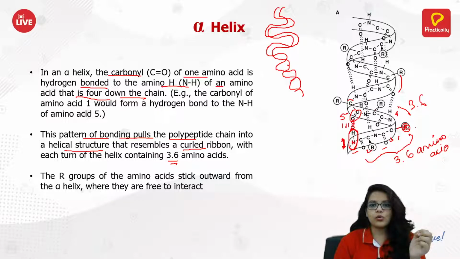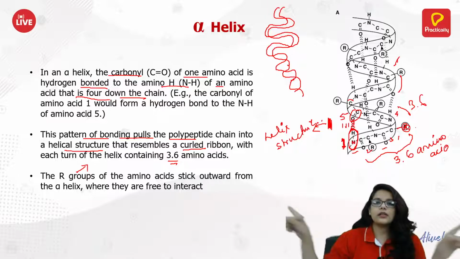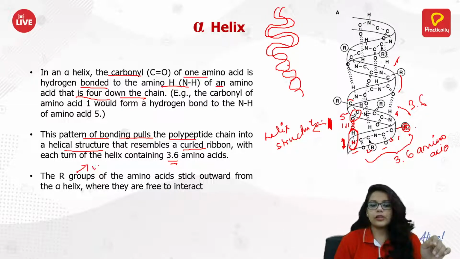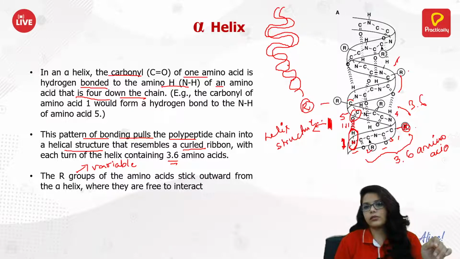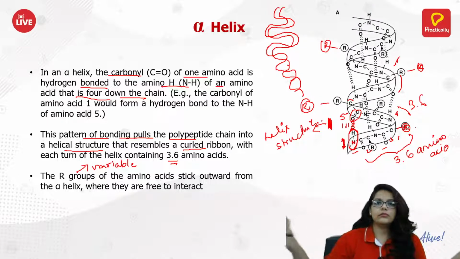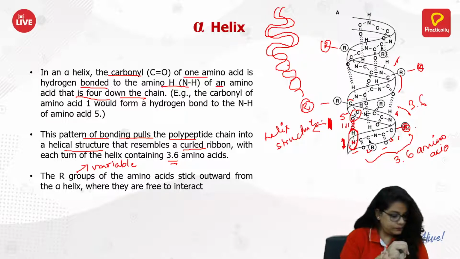Because they're so attracted by that hydrogen bond, they form a helix structure. And as I said, the R group, the variable group, will always be outside. The variable amino acid will always be outside. All the R's are outside the helix structure.